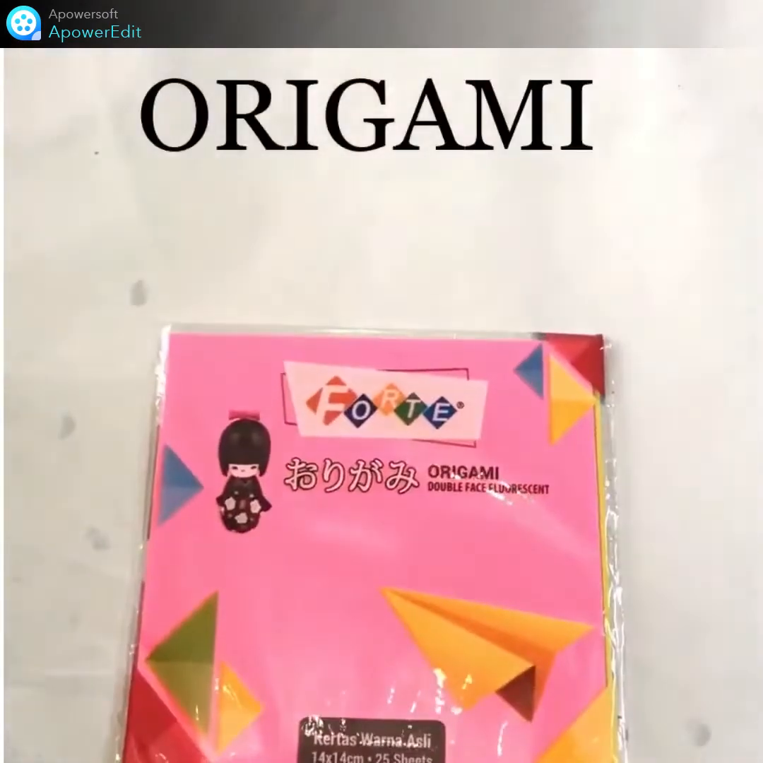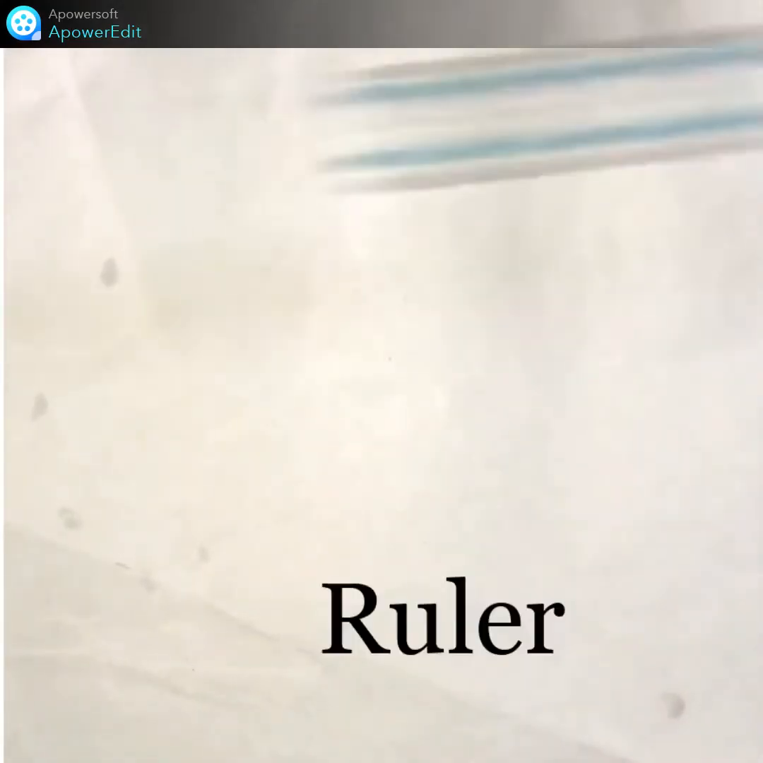So everyone, these are our tools and materials for making the molecule shape of chemical bonding. The first is origami. The second is plasticine. The third is 3 colors of pen. The fourth is lidis. The fifth is a ruler. And the last is gloves.